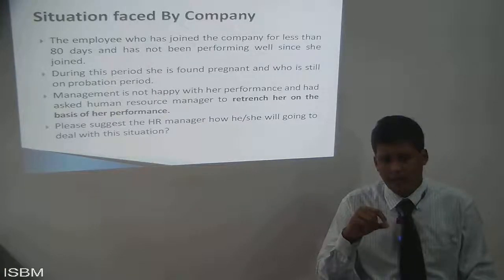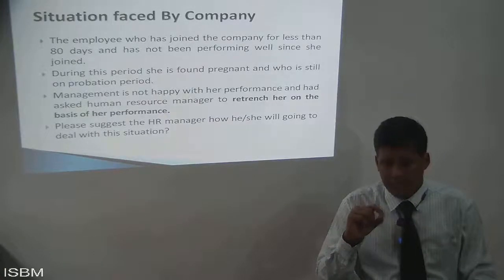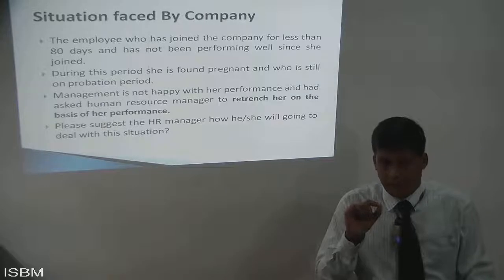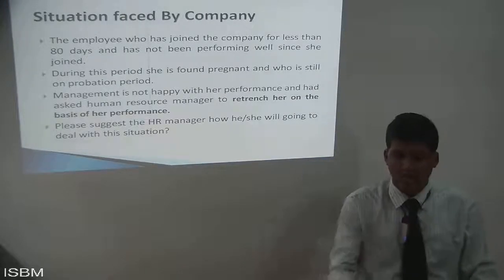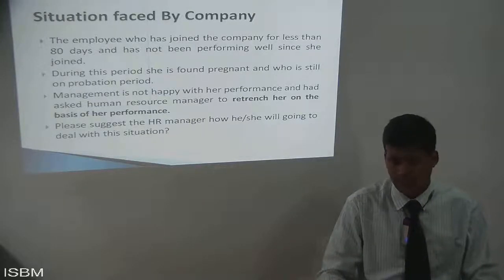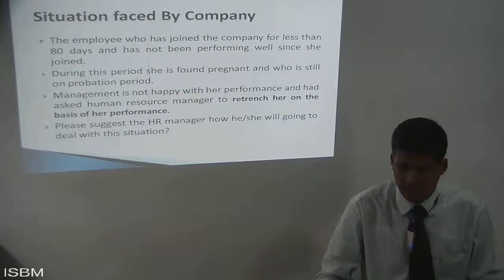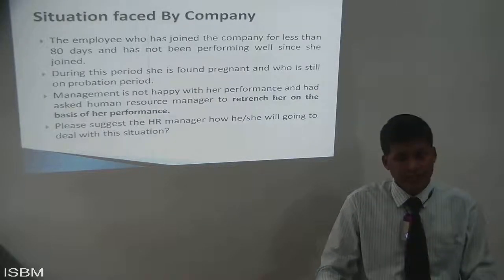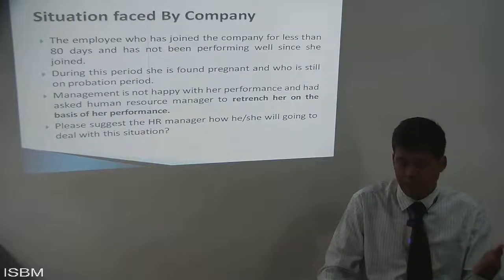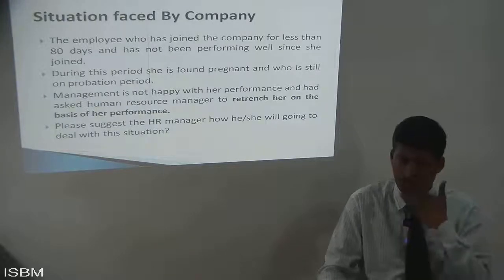The employee who has joined the company for less than 80 days. Now, certain details are important to look into. The employee has worked less than 80 days and has not been performing well since she joined. So, she, gender is she. During this period, she found she was pregnant and is still on probation period. So, two factors as of now are important. She has joined the company within 80 days. She is pregnant. Her performance is not matching expectation, and she is on a probation period.